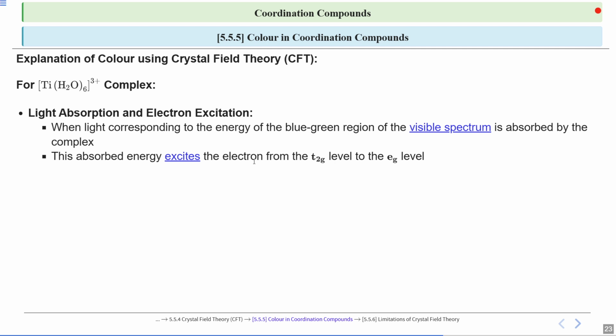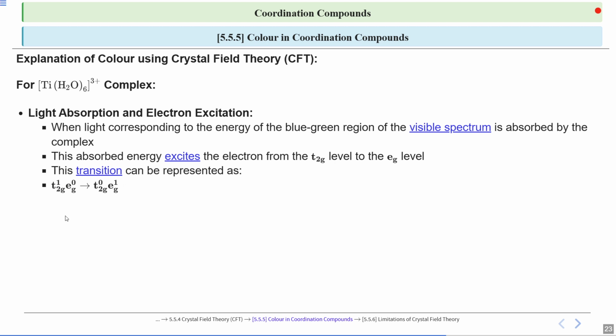So when light of the energy corresponding to the blue-green region of the visible spectrum is absorbed by the complex, the electron is excited from the T2g level to the higher energy EG level. Now this transition can be represented as T2g1 EG0 to T2g0 EG1.